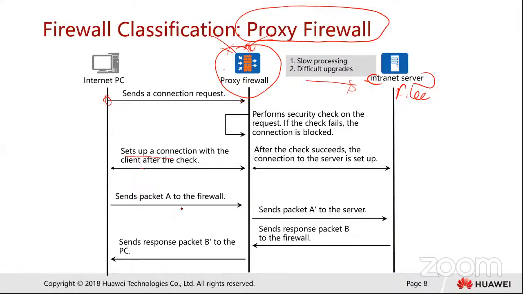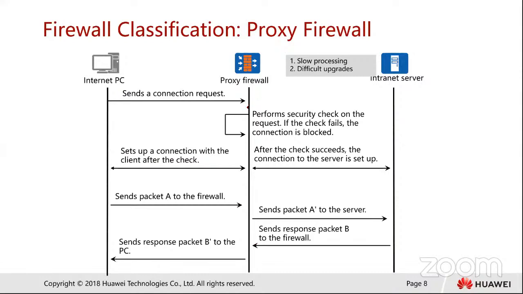So this guy will send a packet to the firewall. The firewall receives the packet and will send the packet to the server on behalf of the internet user. And also when this guy replies, the firewall will receive the packet and send it on behalf of the internet user. So everything is going through our proxy firewall. So the proxy firewall can completely control the exchange of network information and also the session processes, achieving high security.